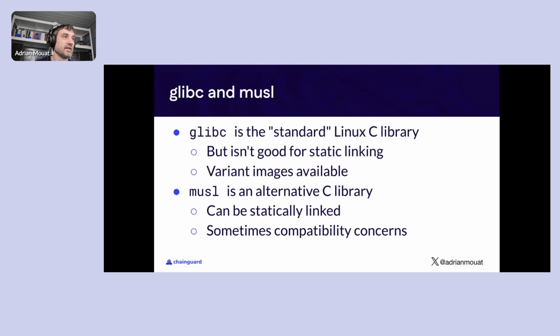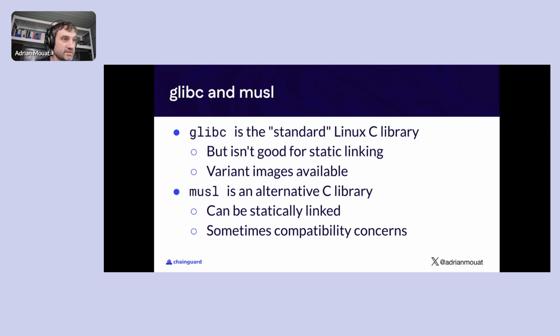Now, there's two common standard libraries in Linux. There's glibc and musl. glibc is sort of the standard library. It's used very widely, and it isn't very good for static linking, as in it's difficult to link against glibc and produce a completely static binary. We have variant images that I'll show you in a minute that do include glibc.